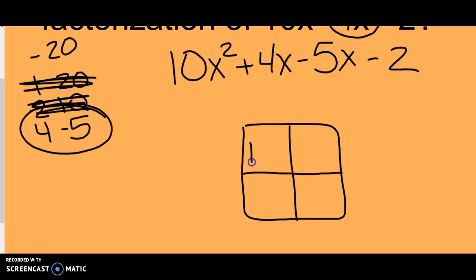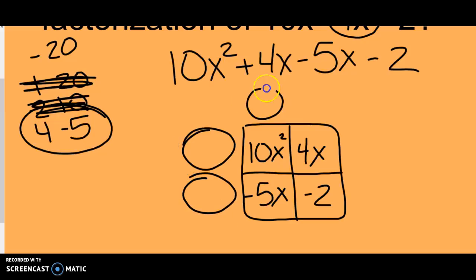And we get 10x squared, 4x, negative 5x, and negative 2. All right, go find your common factor in each row. So go ahead and hit pause and then work that out. So you need something here, you need something here, you need something there, and you need something there. All right, go ahead and hit pause and then we'll check it.